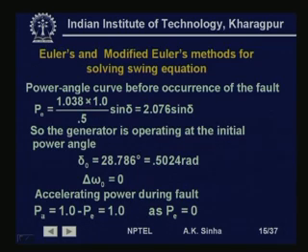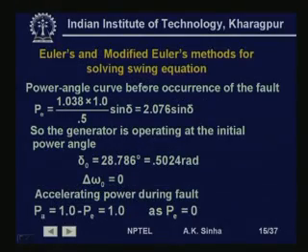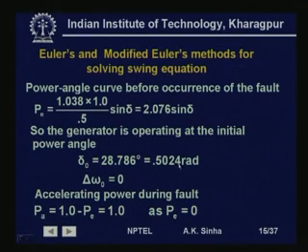So, now what we will do is we will use the modified Euler as well as Euler method and see how these two methods work for this problem. So, we will start now with this power angle curve before the occurrence of the fault, given by this relationship that we have seen. The generator is operating at initial power angle delta 0 = 28.786 degrees, that is, the initial angle before the fault occurs. This is 0.5024 radians, as we have said earlier. We always try to work in radians.